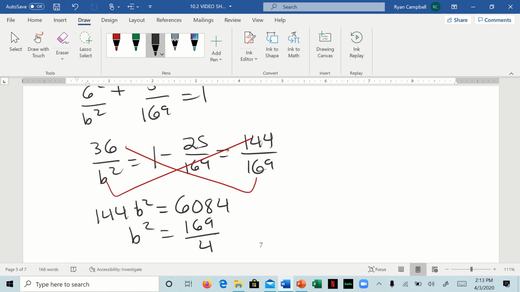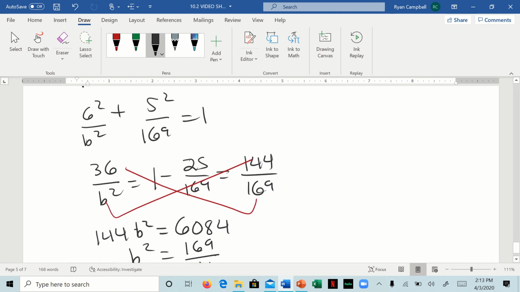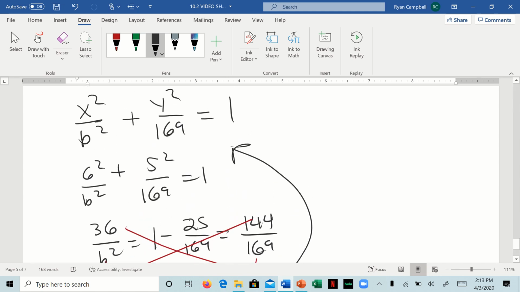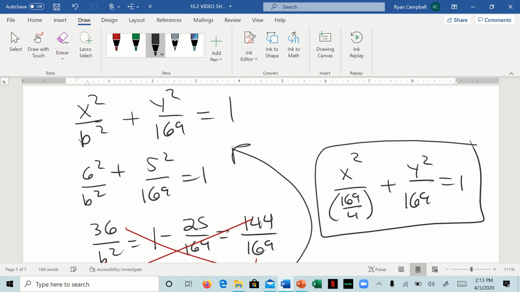And again, we didn't need to know anything else. That's all we need to know. So if you plug it back into your equation, oh, not that equation, the original equation. All right. There we go. We can see that it's x squared over 169 over 4 plus y squared over 169 equals 1. And this is absolutely the answer.